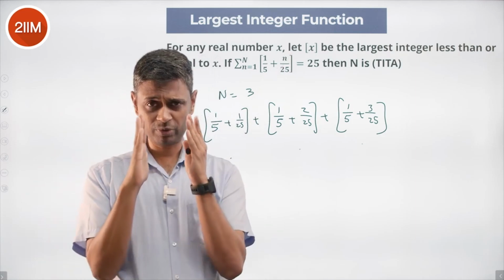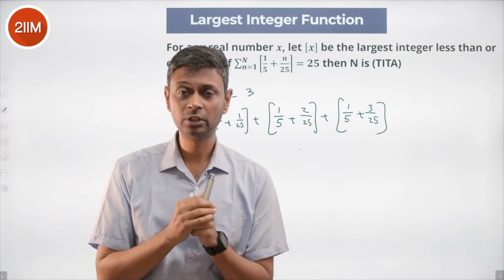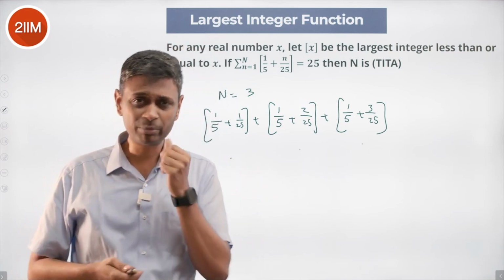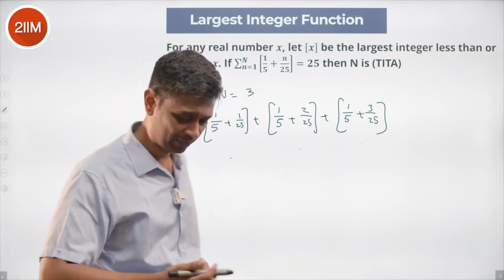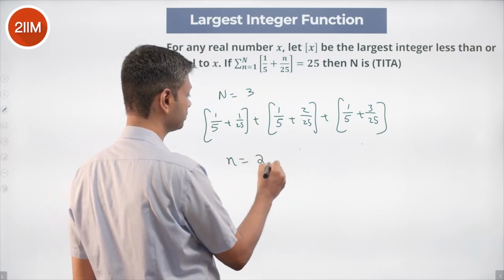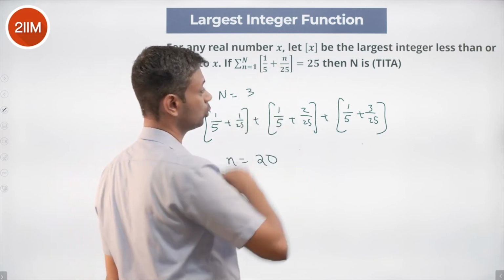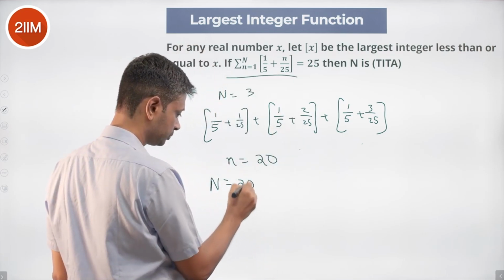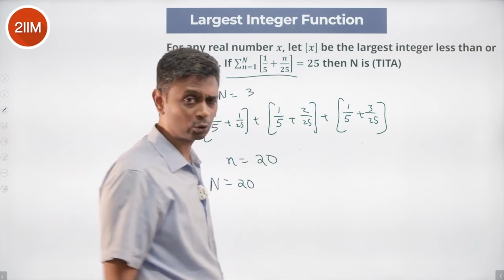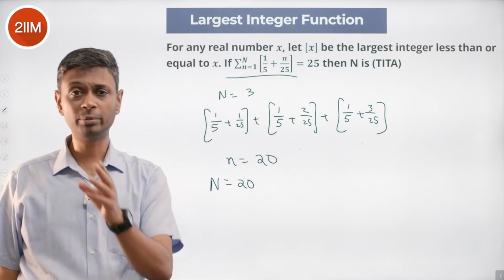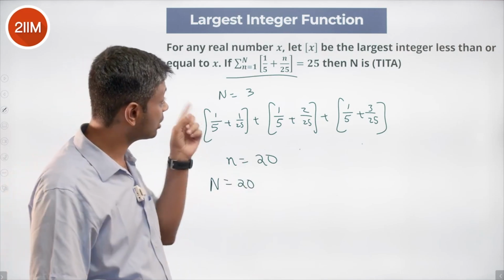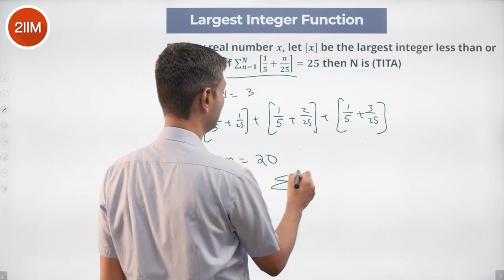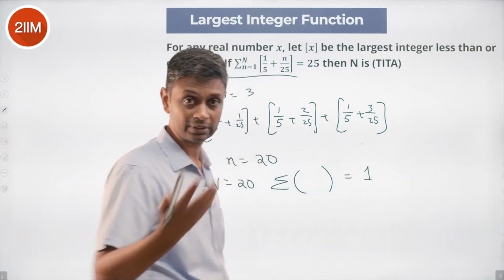When will this fellow, the largest integer less than or equal to x, change? The greatest integer of 0.99999 is 0. Of 1.00001 is 1. Greatest integer of 1 is 1. When does it become 1? 1 by 5 here, this should be 4 by 5. If n were 20, that's when it will go to 1. Or, if I put capital N equal to 20, 1 by 5 plus 1 by 25, 1 by 5 plus 2 by 25, 1 by 5 plus 3 by 25, all of them will be 0. 1 by 5 plus 20 by 25 will be 1. So if capital N were 20, this whole sigma thing, whatever this is, that will be 1. That's when it goes to 1.